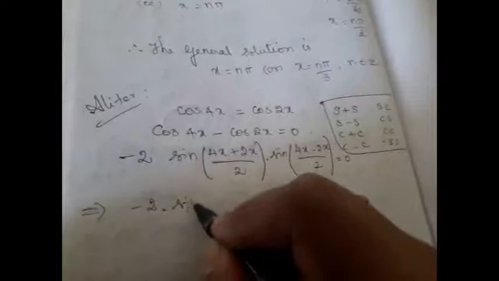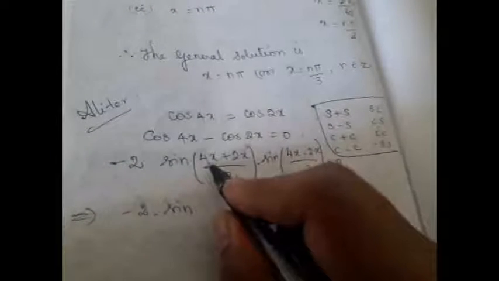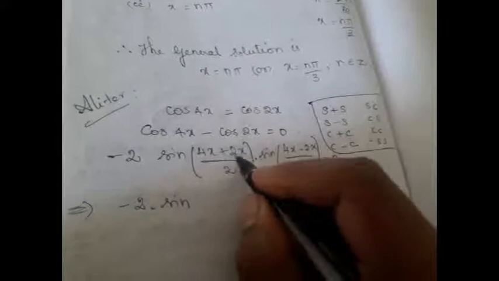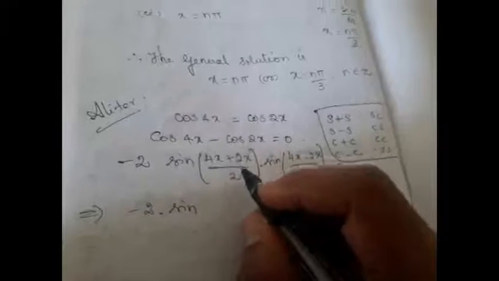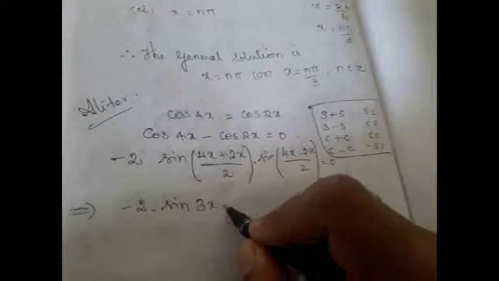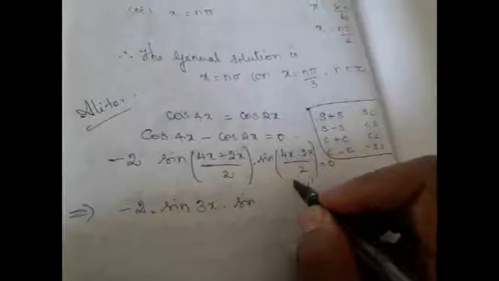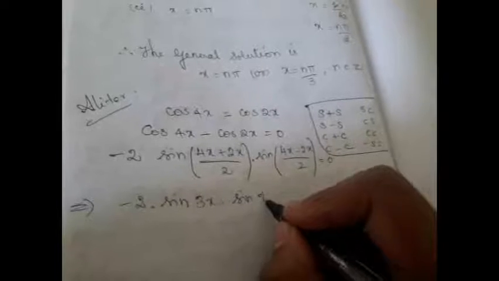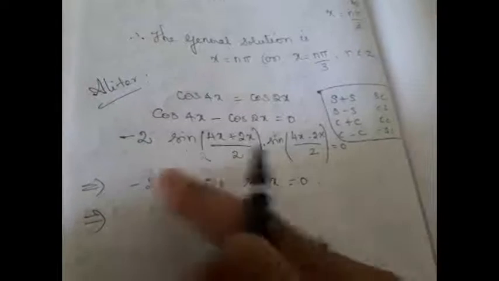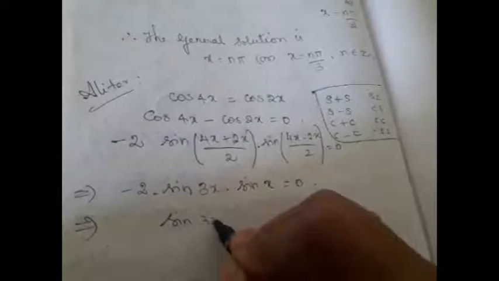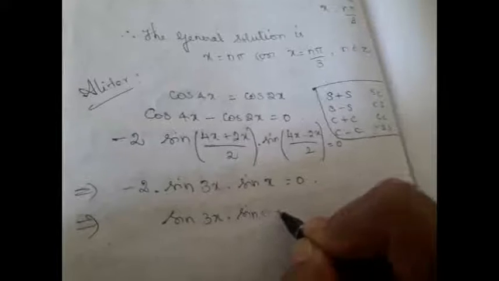Right? So this is equal to minus 2 into sine. What will happen now? Add and divide. 4x plus 2x is 6x, divided by 2 becomes 3x, into sine of 2x minus 4x divided by 2, which is sine x, equal to 0. So what does this imply? When this expression is equal to 0, minus 2 we can leave it. So this implies sine 3x into sine x equal to 0.